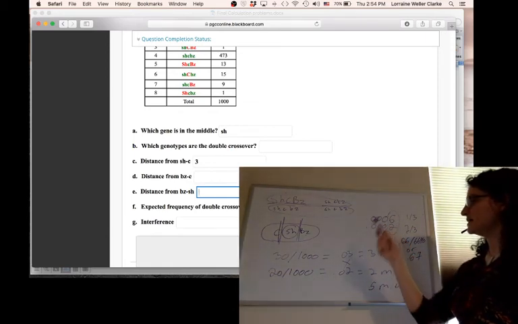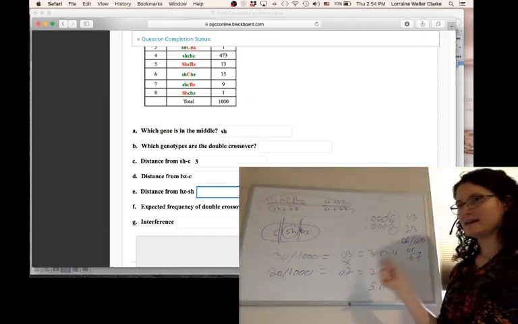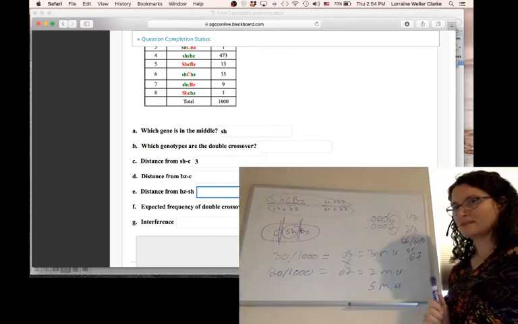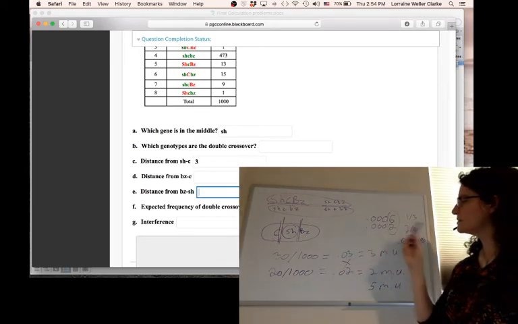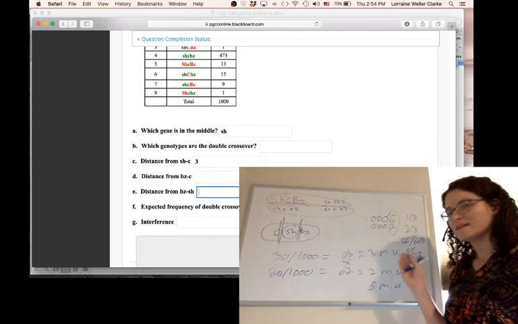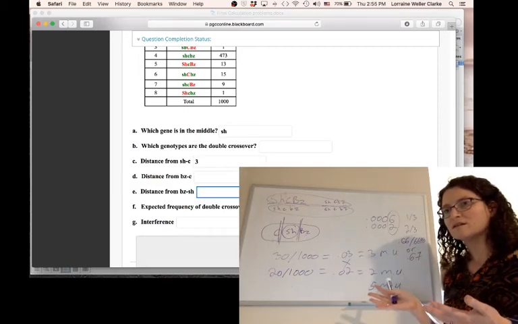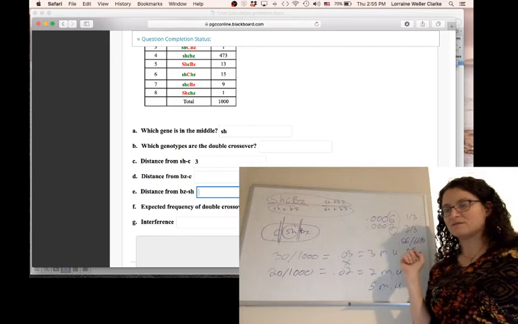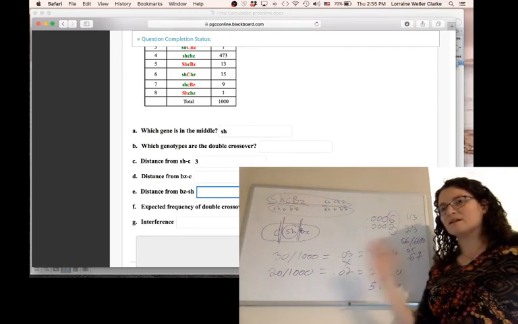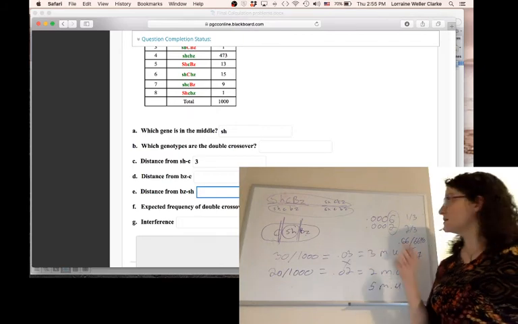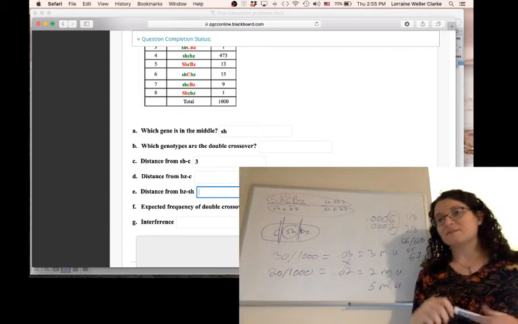You start out by saying, if it was as simple as 0.03 times 0.02, if double crossovers happened and the arms didn't interfere with each other at all, then we should have seen 6 individuals out of 1,000. We saw 2 out of 1,000. That is 2/3 less than we expected.